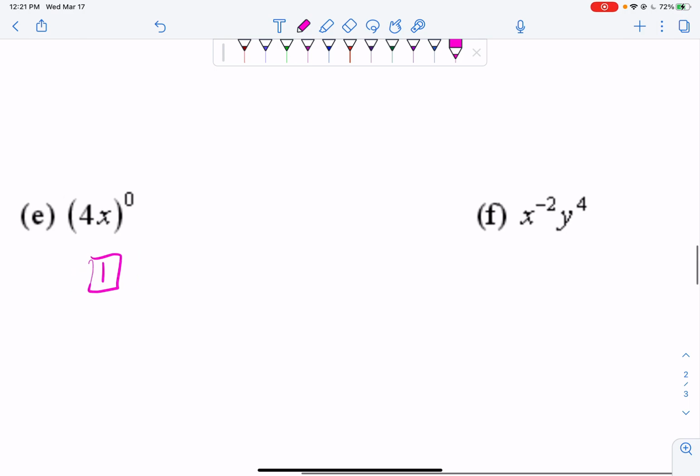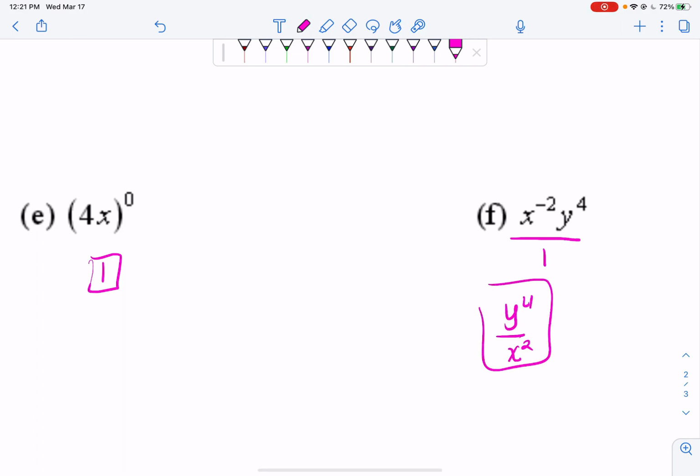F. I don't like where my x to the negative 2 is. This is really over 1, so I'm going to make this y to the 4th over x squared as my final answer.